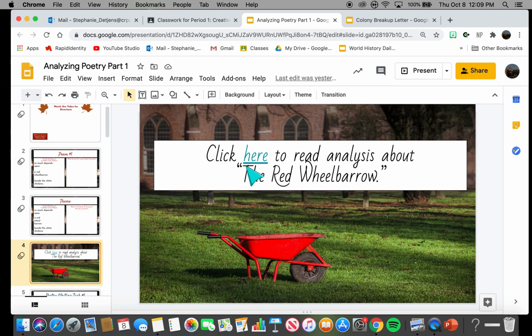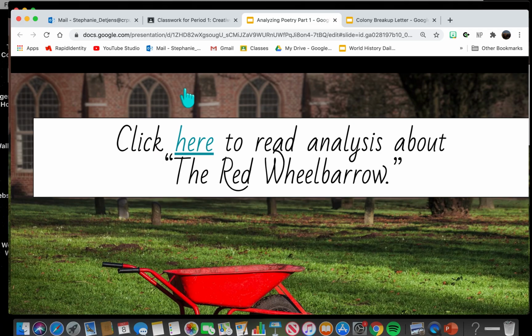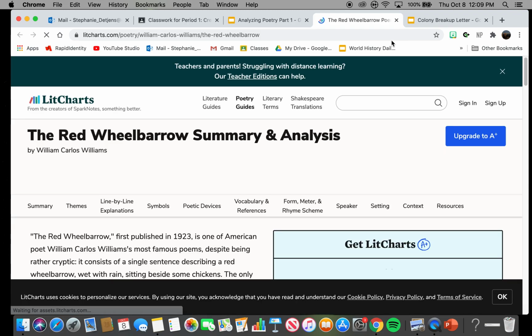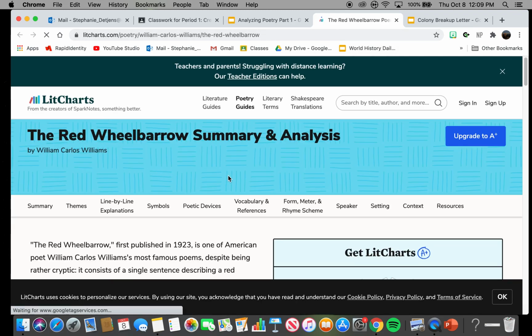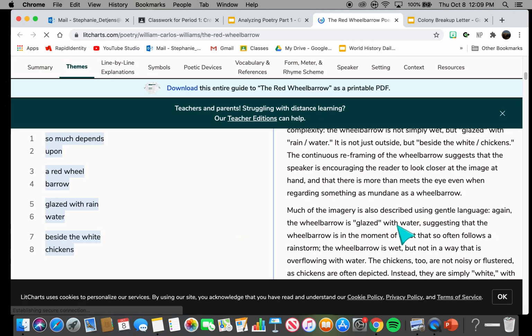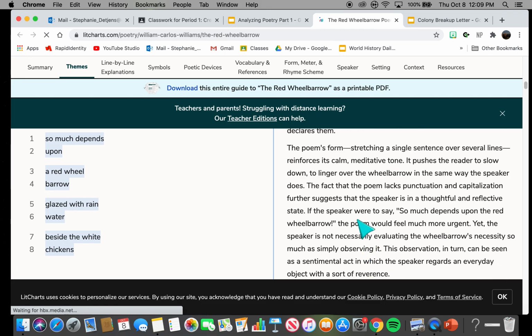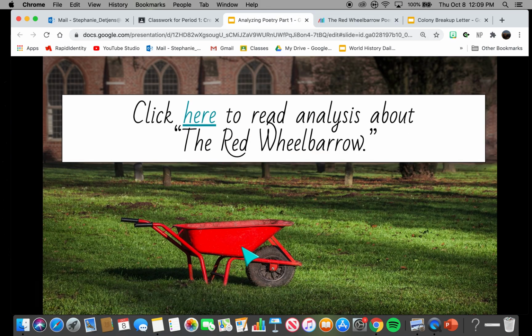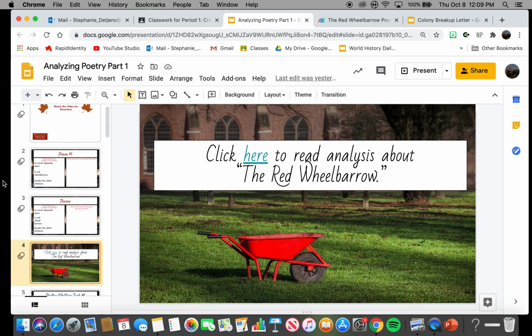you're going to be able to click here. I'm going to have to go to present, because remember, you can't click any of those links without being in present mode. I'm going to click that, and it's going to take me to a poetry site about The Red Wheelbarrow where they do a summary and analysis. So you'll be able to read about what it's about and check to see if you're correct in your assignment. So again, you're giving your best guess and then you're checking to see if you're right.